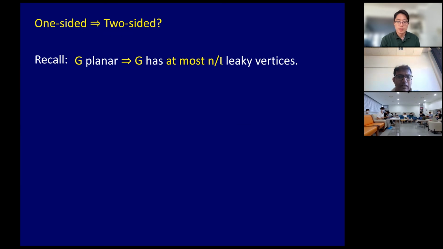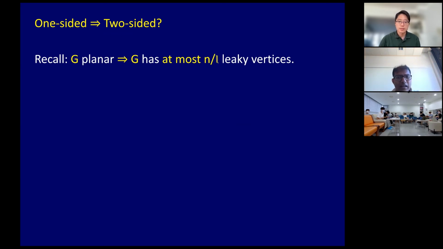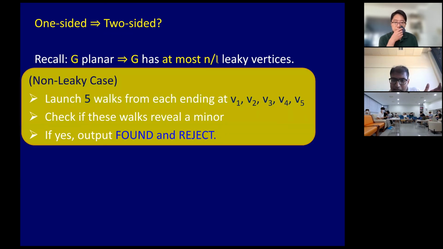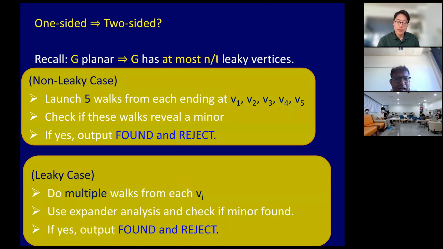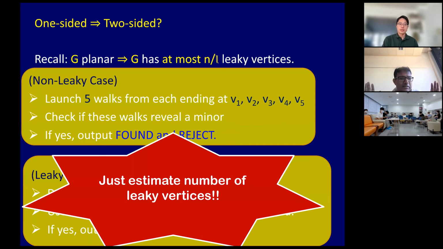This is great, because now what I can do is that I will still run the non-leaky phase of my algorithm. The leaky phase, I can just get rid of it. I can just estimate the number of leaky vertices. That's all I need to do, and game over, right?